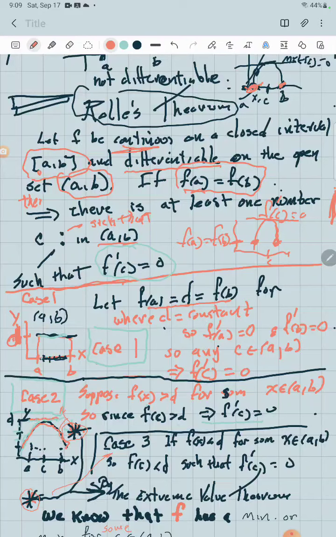And so since f of c is greater than d, then f prime of c must be equal to 0. So suppose that f of x is greater than d for all x an element of the open domain between a and b. And since the way it's set up, f of c is the highest point.